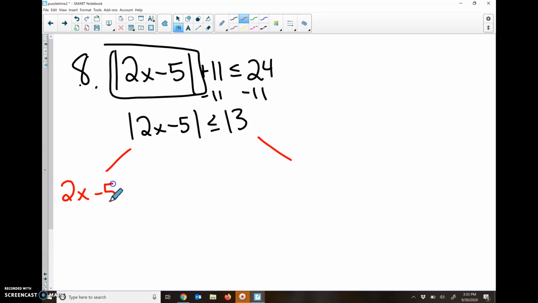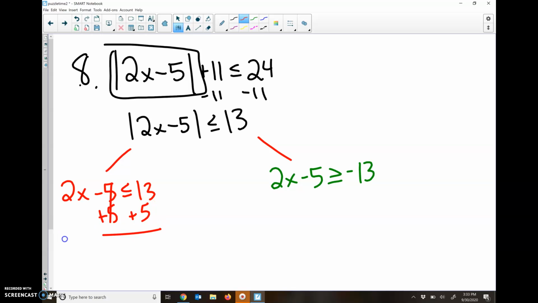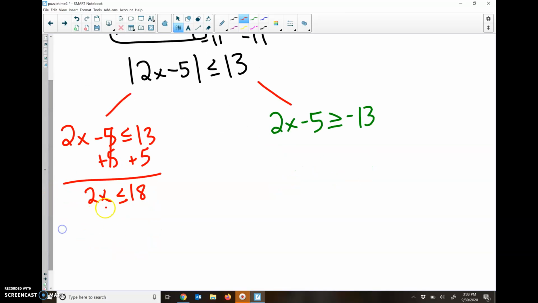So 2x minus 5 is less than or equal to 13. And then 2x minus 5 is, flip my sign, greater than or equal to, and change my answer to a negative, so negative 13. So remember, a lot of you still messed this up last time when we had equations. Do not write your two equations right away. You need to get the absolute value bars by themselves. So I'm going to add 5 to each side here. So I get 2x is less than or equal to 18. Divide by 2, divide by 2. So x is less than or equal to 9.